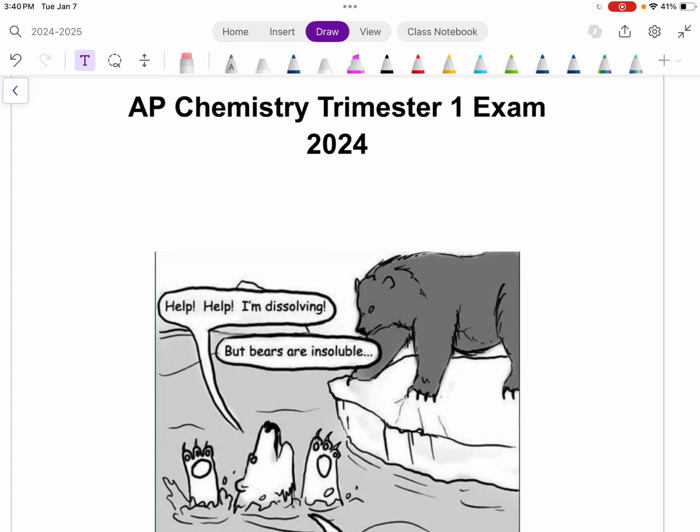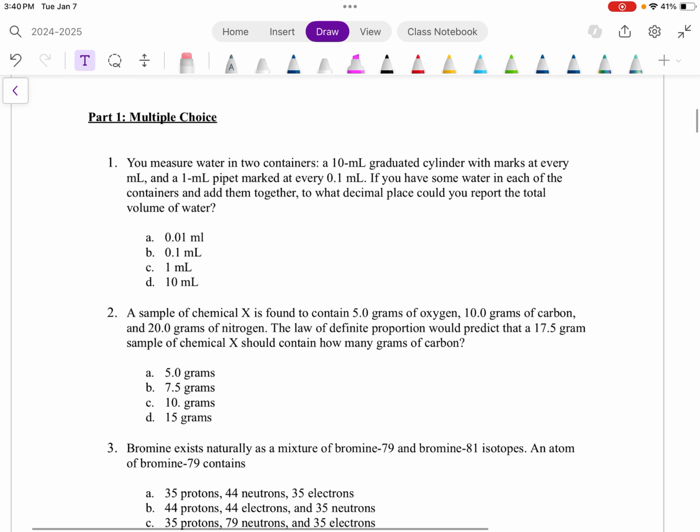All right, everyone, this is part one of the exam review. I'll do the multiple choice on this one, and then I'll do the free response on a second one. So feel free to jump around as you need. Okay.